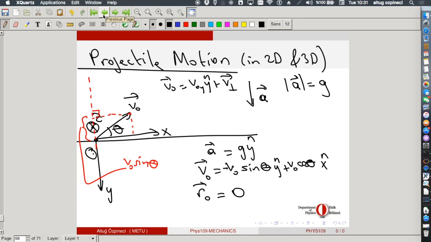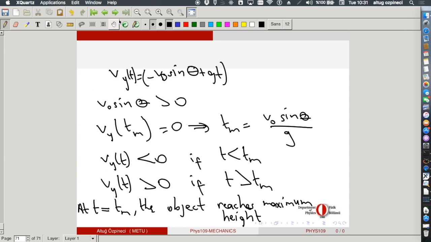Okay. Any questions before we go on? Now we will go for a break. If you don't have any questions, after the break we will study the trajectory, the position as a function of time. But do you have any questions before you go?